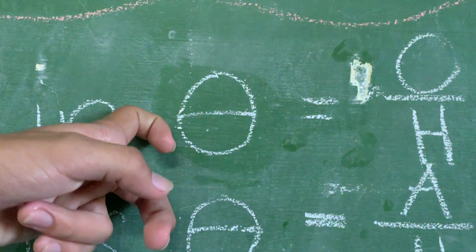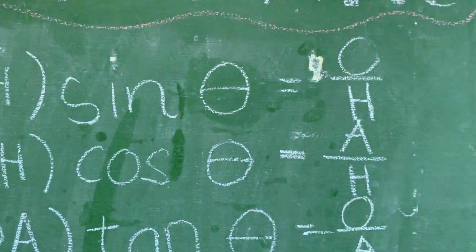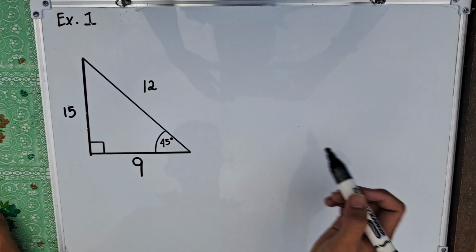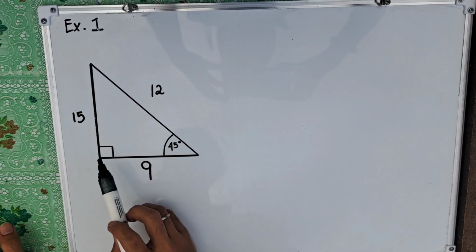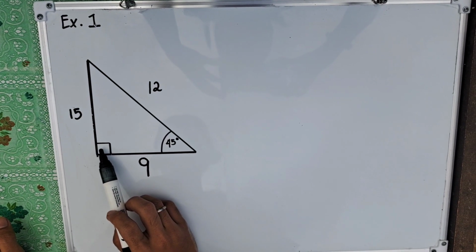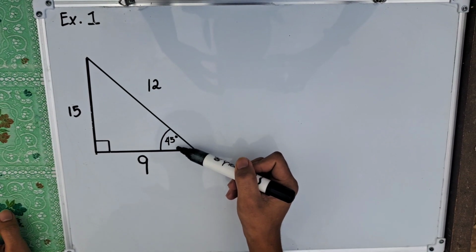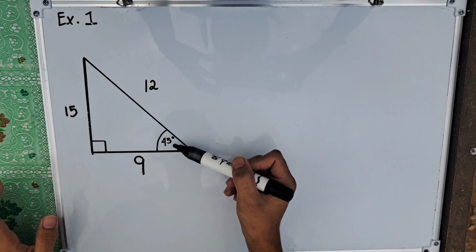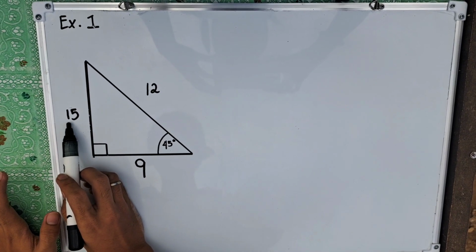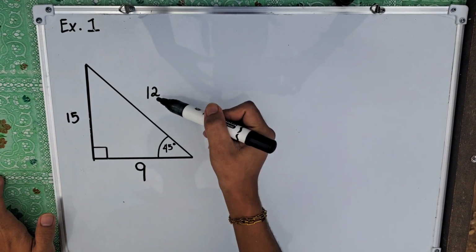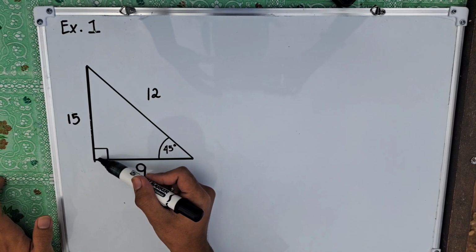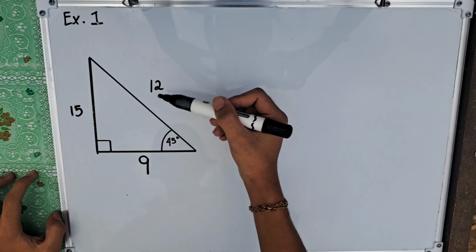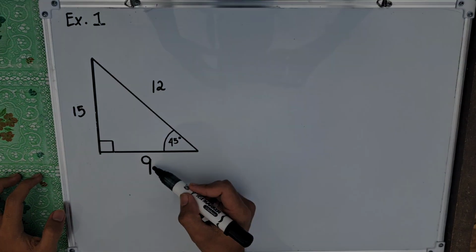Take note that theta is the measurement of the given angle. So for our example number 1, we have here a right triangle with a right angle, and we have our given angle, which is 45 degrees. The side that is opposite to our given angle is called the opposite, which is the 15, and the side opposite to the right angle is called the hypotenuse, which is the 12, and the remaining side is the adjacent, which is the 9.